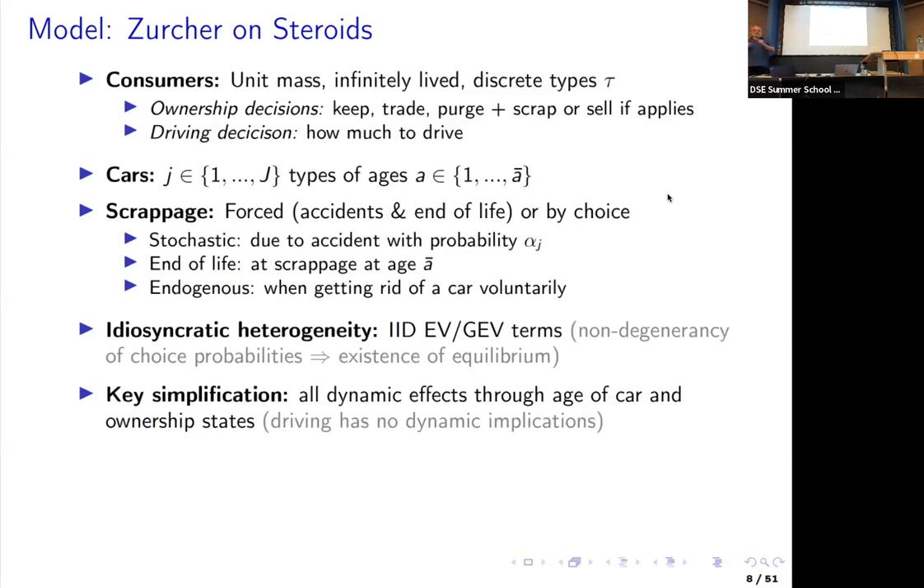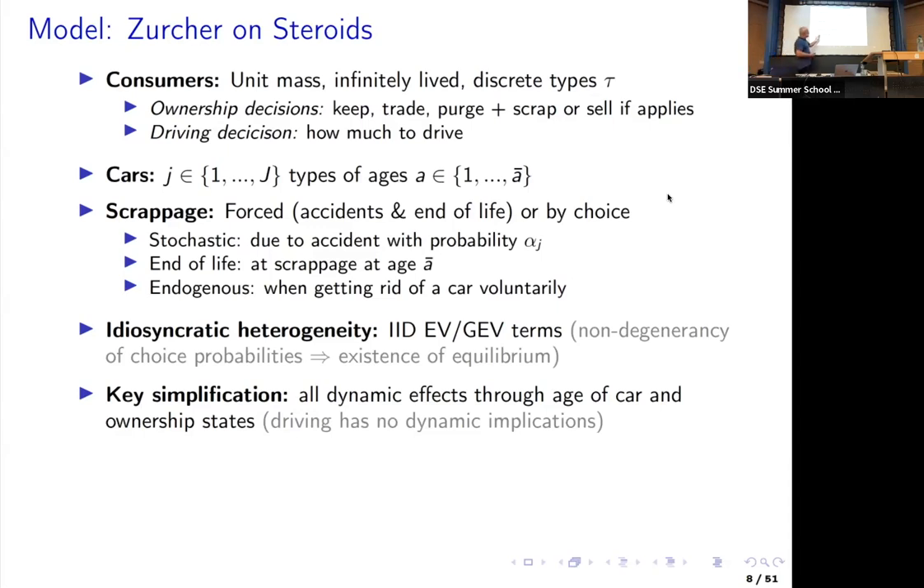So now you can choose combinations of ages and types of cars. Think about cars J being big, small, green, brown, or different brands. This is constant for the car type. And then the age is changing, right? It's getting older every year. There could be forced scrappage, so we allow for stochastic accidents, or you can scrap because you just think that you're not going to get enough money for it at the secondary market.